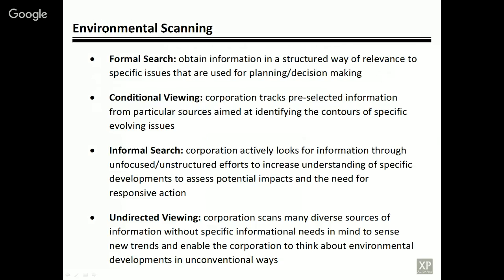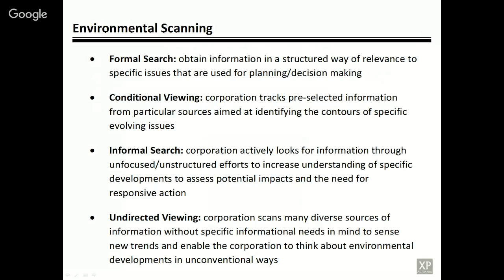The first two techniques are formal search and conditional viewing. With a formal search, you obtain information in a very structured manner. The information is relevant to specific issues and will be used for planning or decision making. Conditional viewing occurs when you track pre-selected information from a particular source. It is aimed at identifying evolving issues.